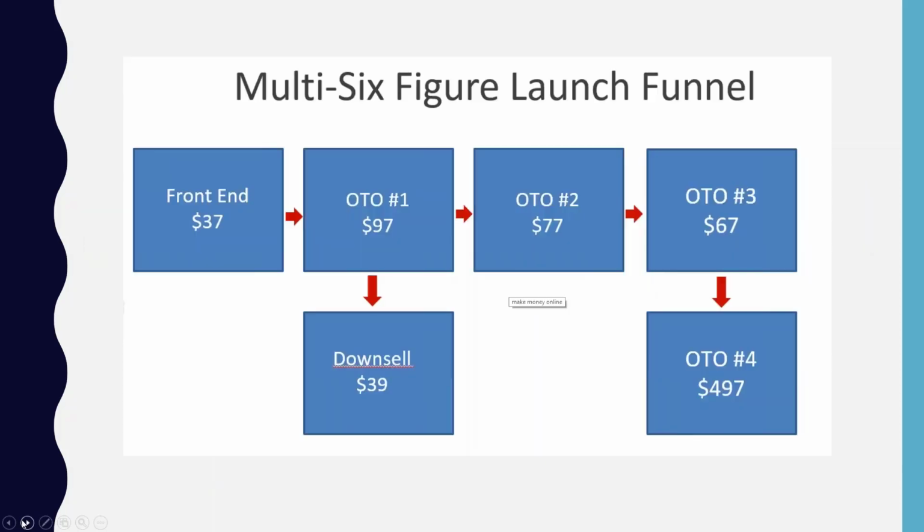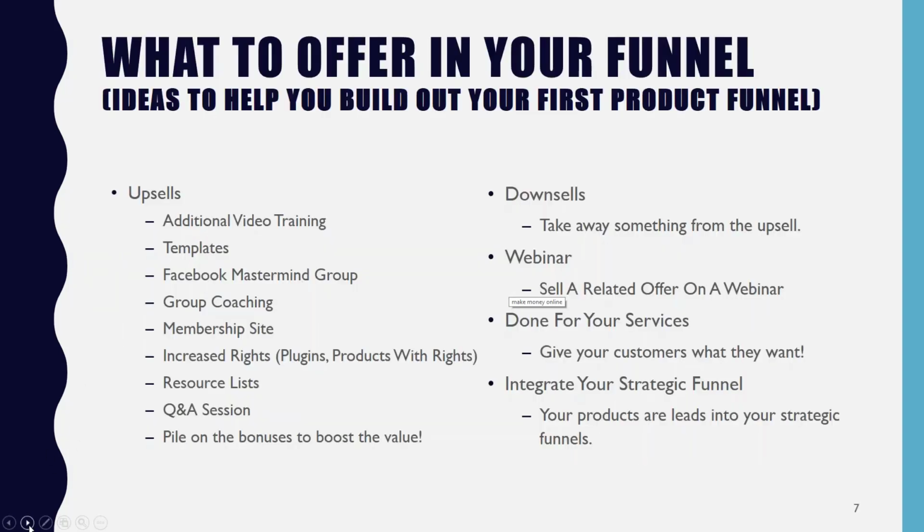And this is an example of a multiple six-figure launch funnel that we use, meaning this is a product that's generated $200,000, $300,000, $400,000 in sales. So we use this time and time again. And so you've got your front end product at $37. The upsell is $97. Take them to a downsell if they say no. Then we have our second OTO at $77, third OTO, and then finally a $497. So that's a lot of upsells that we offer there. But honestly, for you and your first funnel, you could start just right here with the front end product and an upsell, or we could do a squeeze page into your upsell as well.